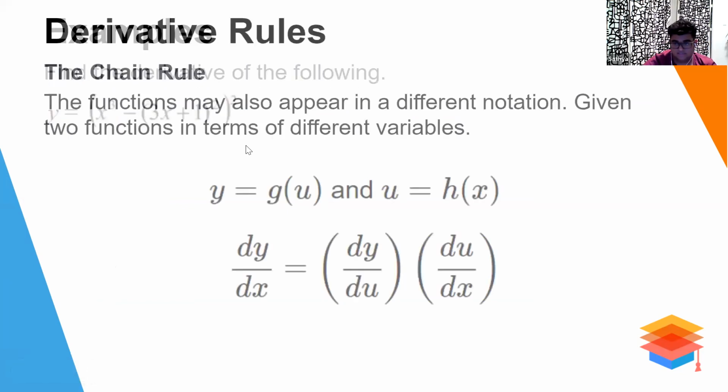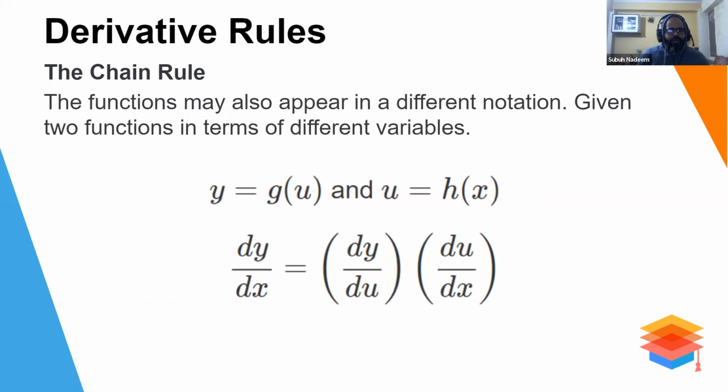Next is the chain rule. This is the same thing, just in different notation. As I told you, we need to find dy by dx. So you find dy by du, then du by dx. Okay, let us move further.